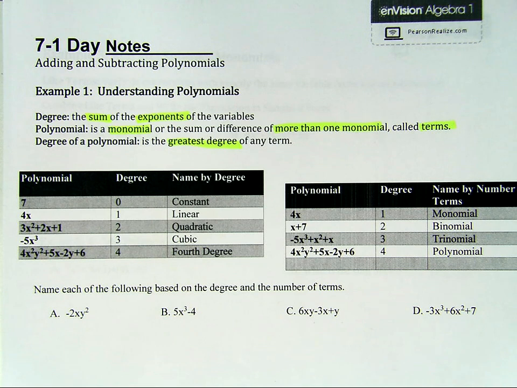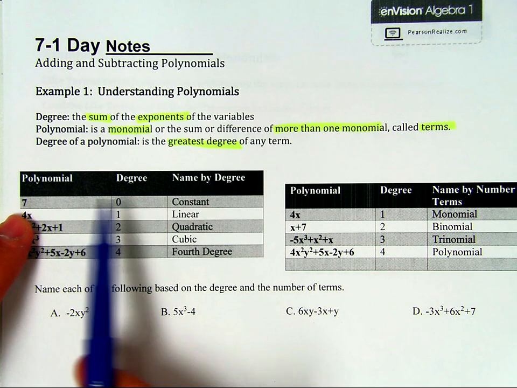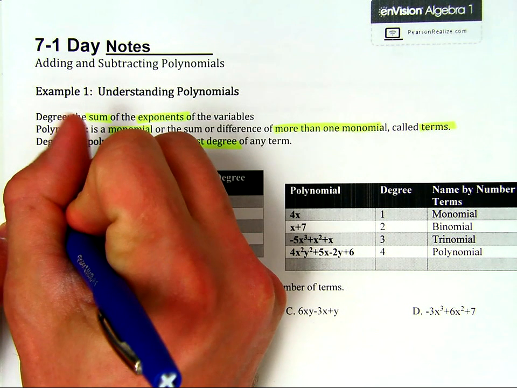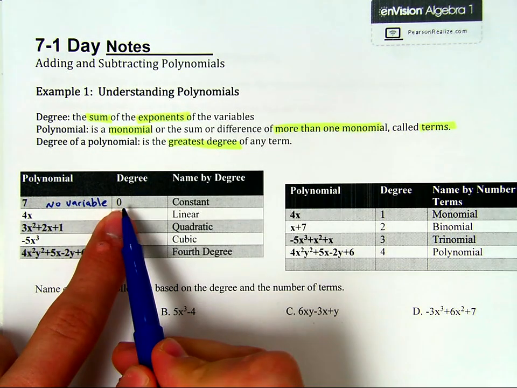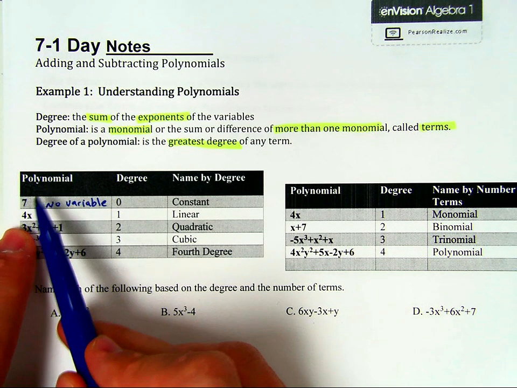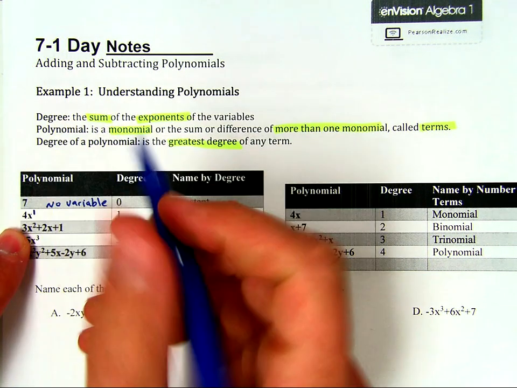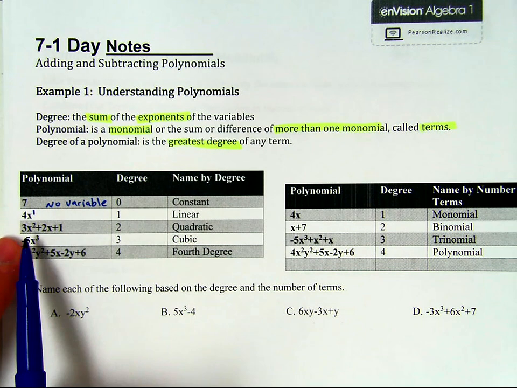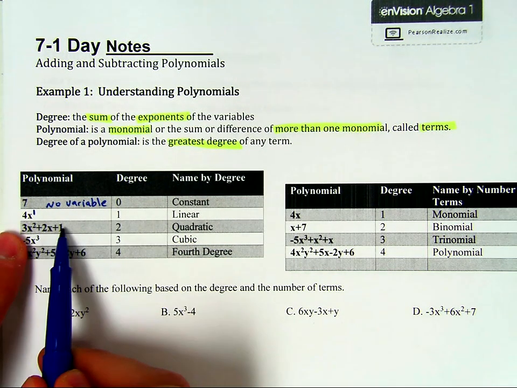Down here I've got charts that talk about naming different polynomial expressions. So you'll see here, this right here is considered a polynomial, and it's degree 0 because it doesn't have a variable. So there's no variable, so it's considered degree 0, and this is what we call a constant. When there's a polynomial like, let's say, 4x, the degree here, when we don't have an exponent, it's 1, so we call that linear.